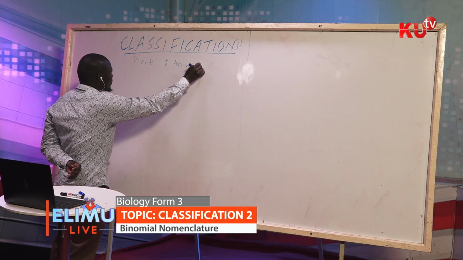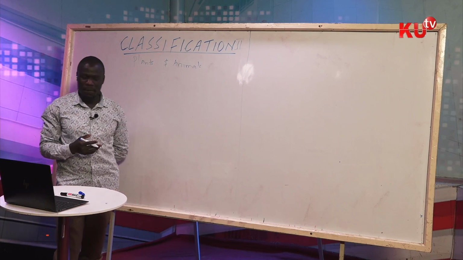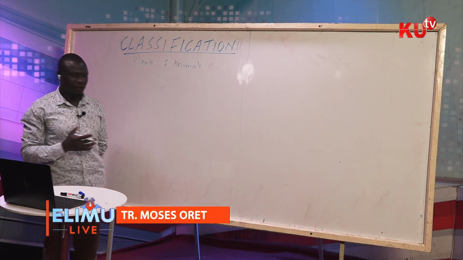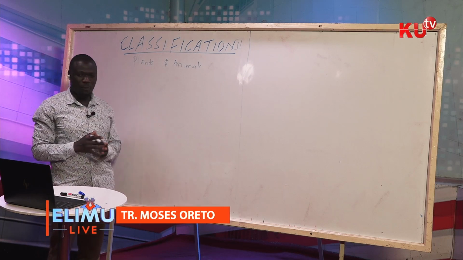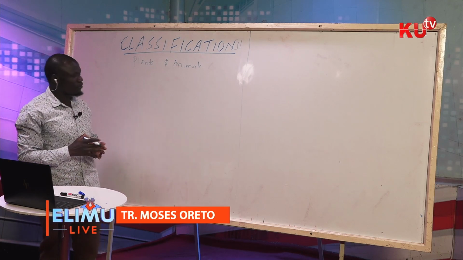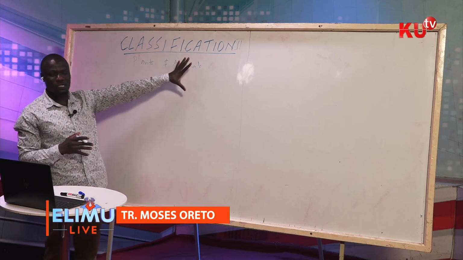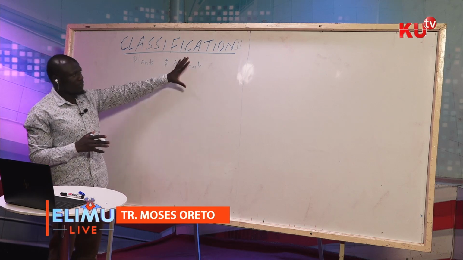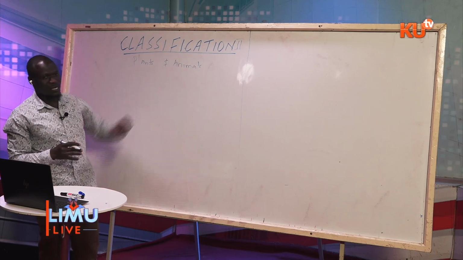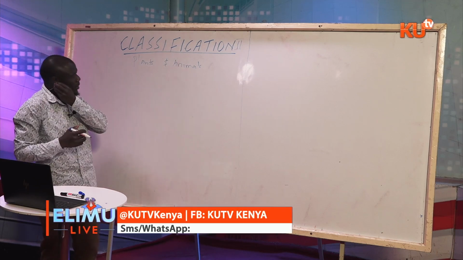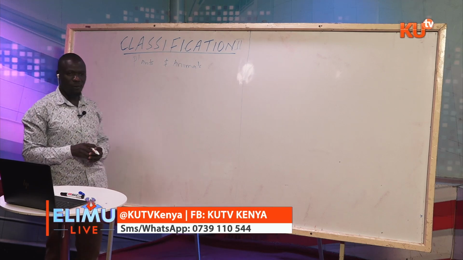But since we are told we have so many millions of living organisms, for us to study them in a better way, in a way that all of us are able to understand and analyze these living organisms, the better way on how to go about it is through classification. And by that, we are going to define what classification is, just the same way we defined it while we were in Form 1.